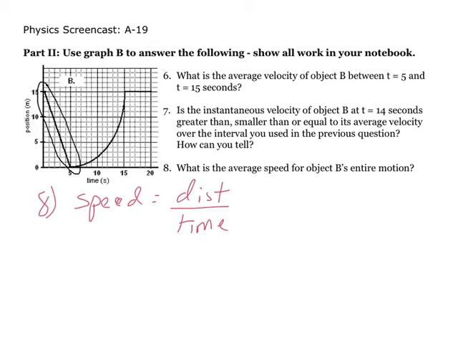So when I move from 15 meters down to 0 meters, the displacement would be minus 15, but the distance is the absolute value of that. So it's just straight up 15 meters. In the next section of the graph, this person moves from a position of 0 to a position of 15, and that distance is also 15 meters.